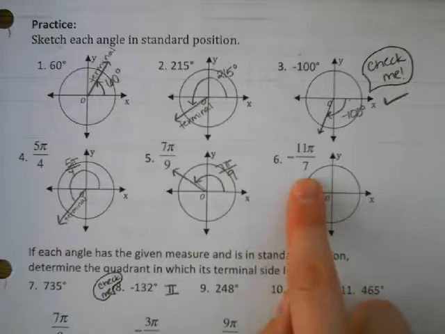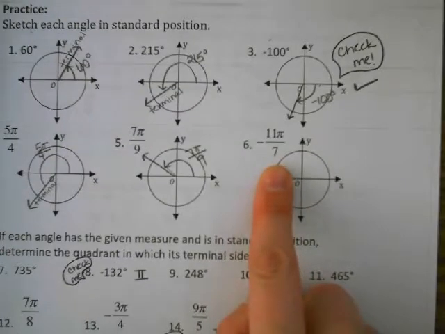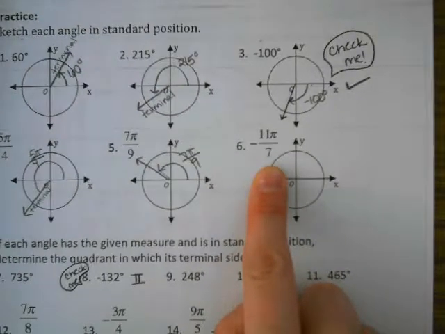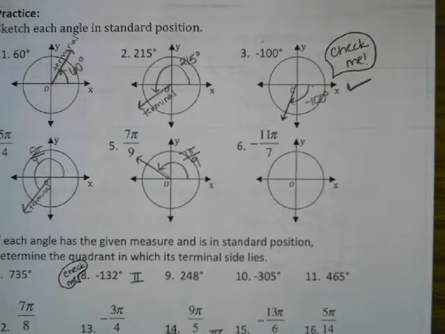All right, go ahead and see if you can do number 6. We got another negative angle. That means we got to go backwards. So see if you can figure out where number 6 should go.